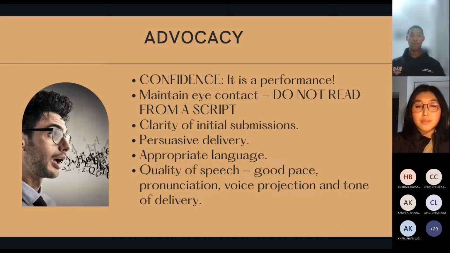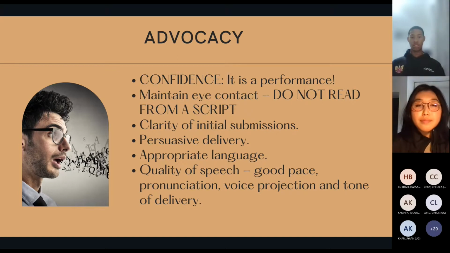Advocacy. The main thing that I would say is confidence. You have to think of the mooting competition as a performance. So think of the judge and the opposing team as your audience, and you're almost performing to the audience in essence. So make sure that you emphasize what you're saying in the best possible way.